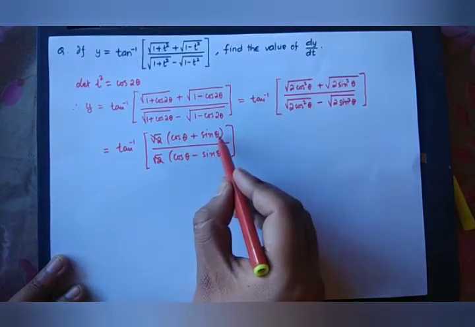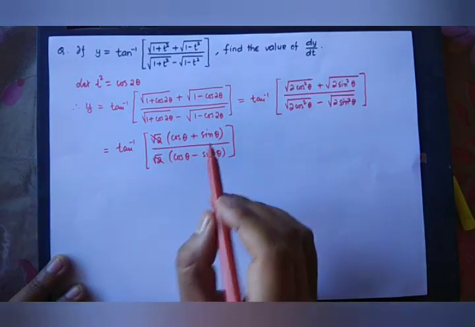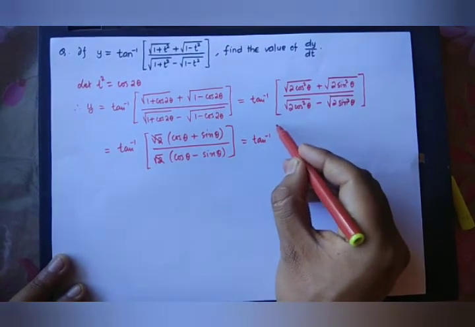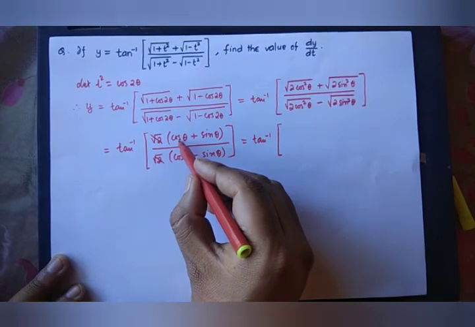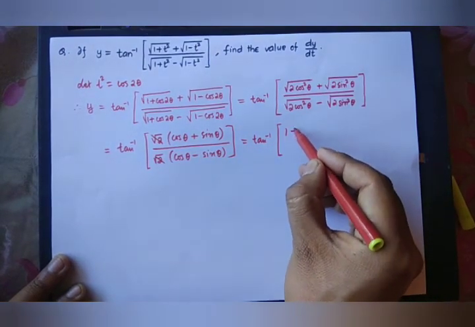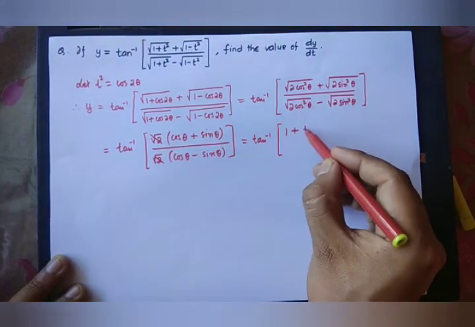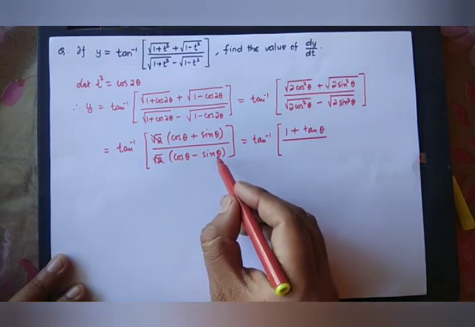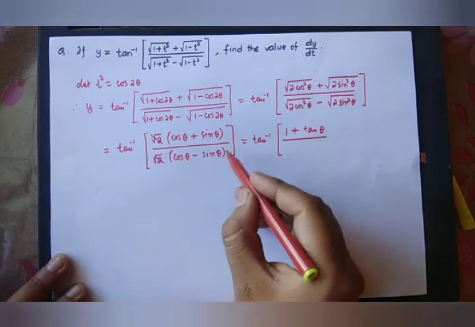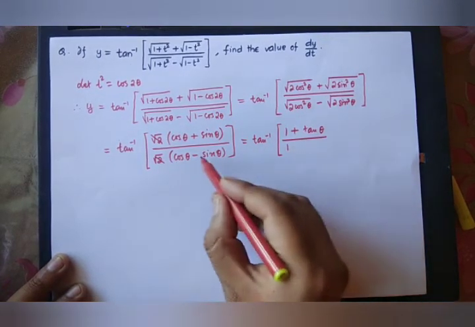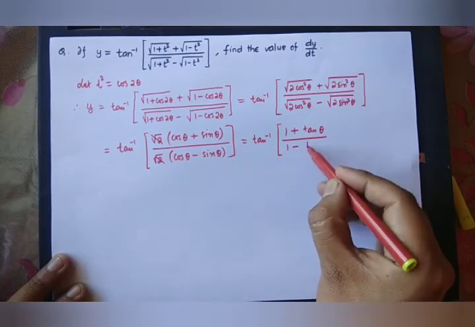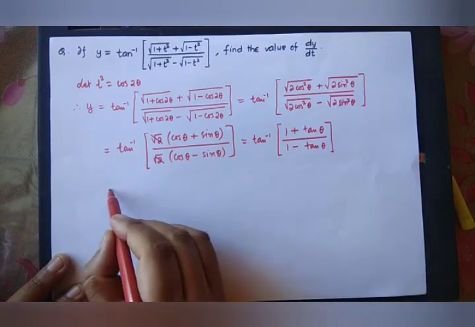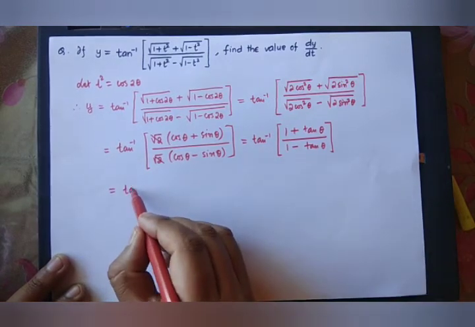Now let me divide both numerator and denominator by cos theta and let's see what happens. So if I do that, then I'll get, okay, so cos theta divided by cos theta is 1, plus sin theta by cos theta is tan theta, by, again denominator also we are dividing by cos theta, so cos theta divided by cos theta is 1 minus sin theta by cos theta is tan theta, right? Okay, so this is equal to, now this is equal to tan inverse.